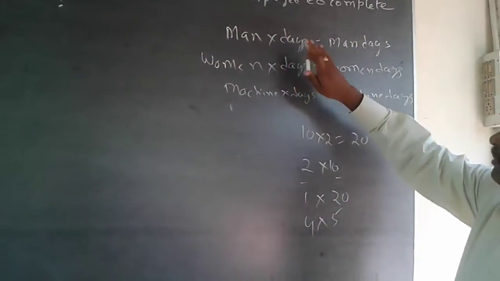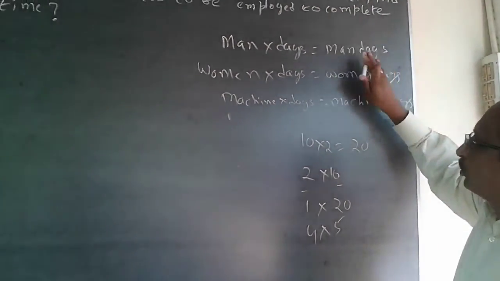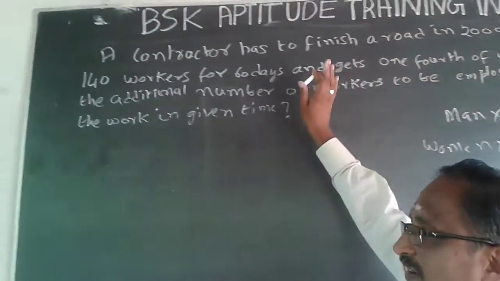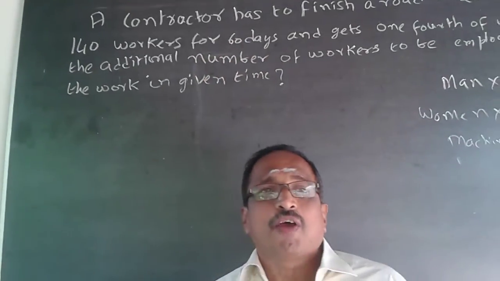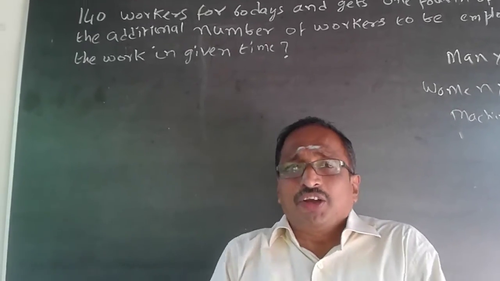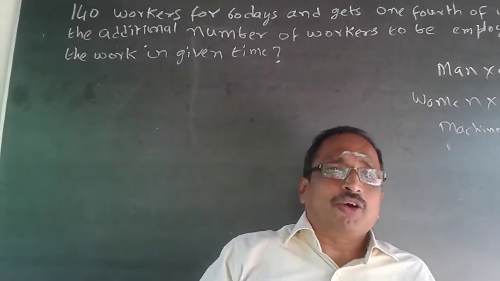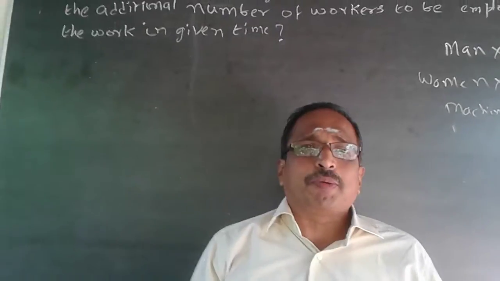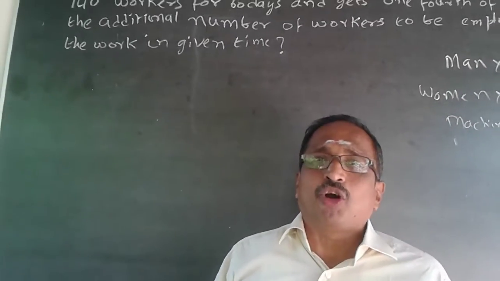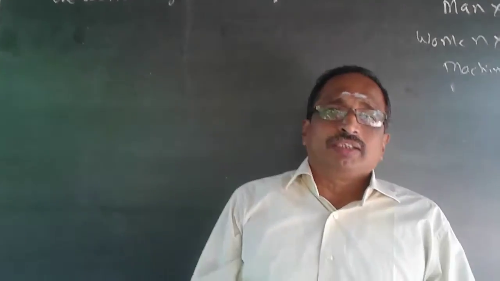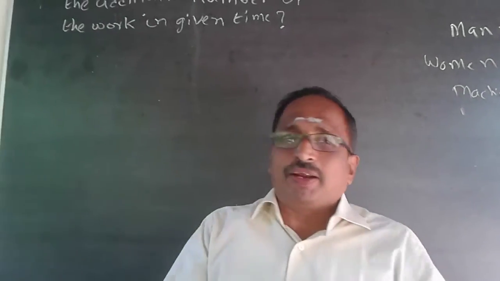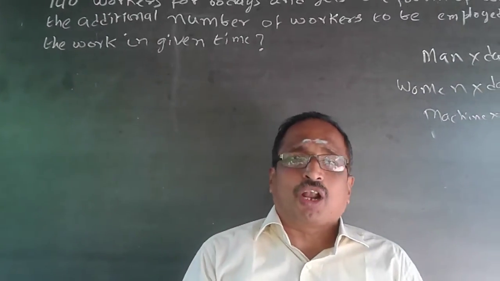So all your work done will be in terms of man days, woman days, machine days like that. Here you have to find out the number of man days required to do the job. And what it says is he has done only 1/4 of the work. Whenever a group of people are working, it is to be presumed that each one does the same amount of work daily. You cannot say A does this much work, B will do this much work. No, everyone does an equal amount of work.